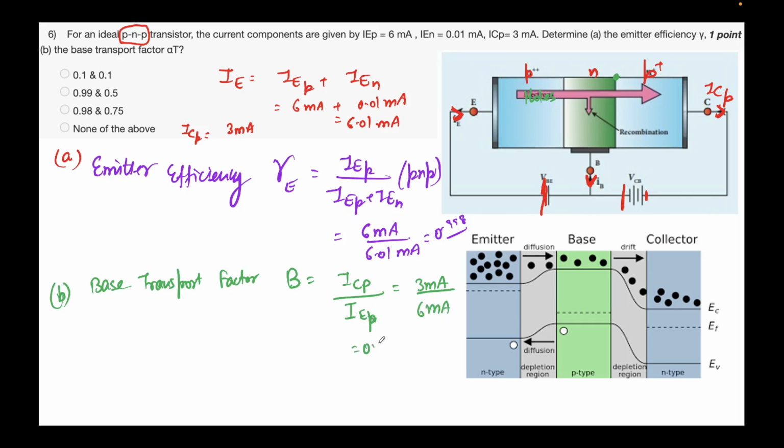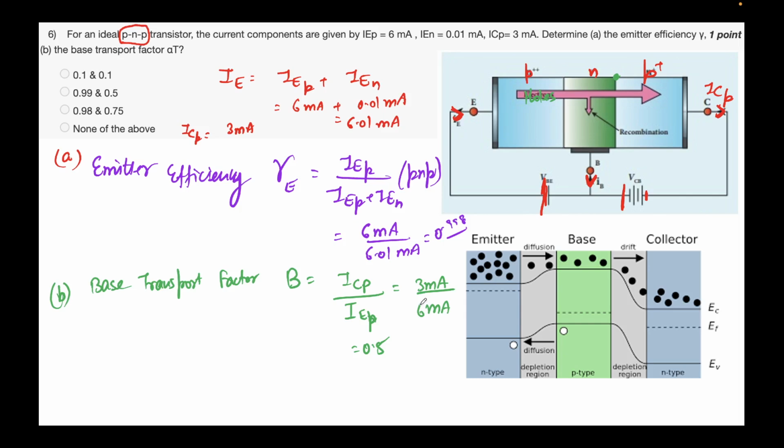So this is 0.5, 50%, and this is really bad. This means that if the holes that have reached at this junction are, let's say, 100, only 50 are reaching there, and the rest 50 are recombining in the base itself with the electrons. This is a PNP transistor, please remember that. So this is not a good transistor. This is not a good transistor at all.